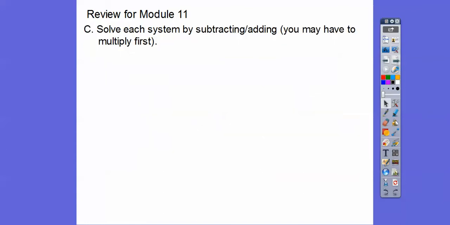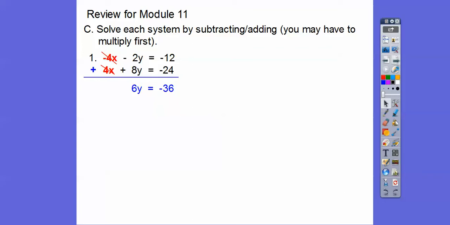Then we've got a couple to solve by the addition subtraction method, the elimination method, and we might have to multiply first. Here's the first one. Notice this one has a negative 4x minus 2y equals negative 12, and this one says positive 4x plus 8y equals negative 24. So we've got a negative 4x and a positive 4x. They'll cancel each other out if we just add those equations together. So they cancel out. Negative 2y plus 8y is 6y, and negative 12 plus a negative 24 is negative 36.